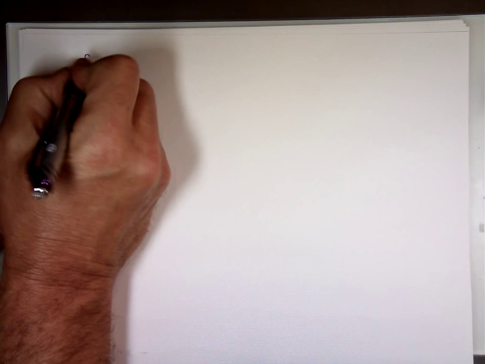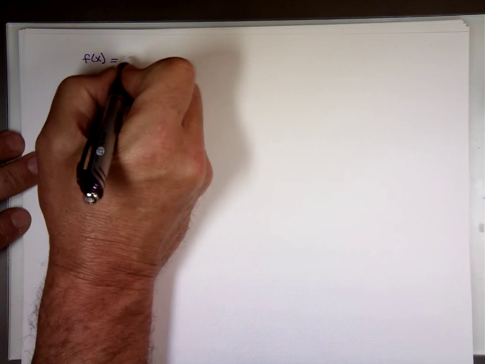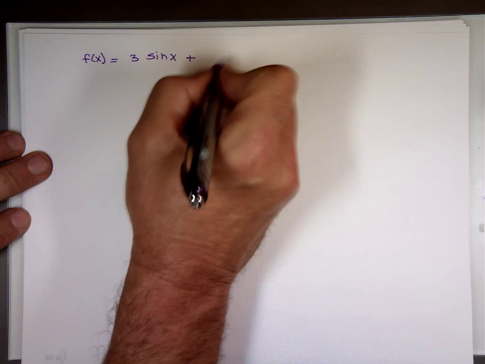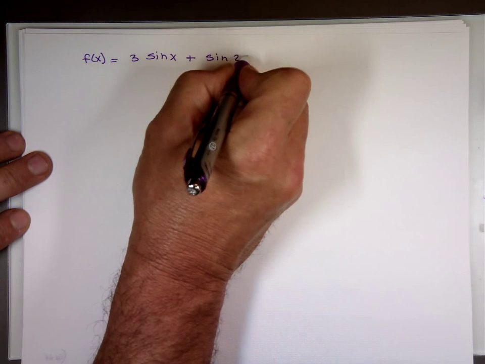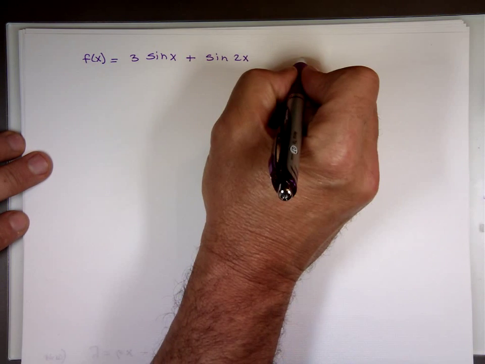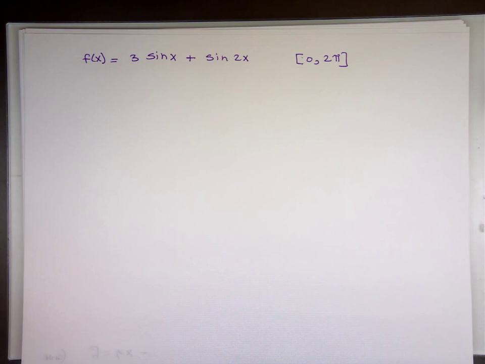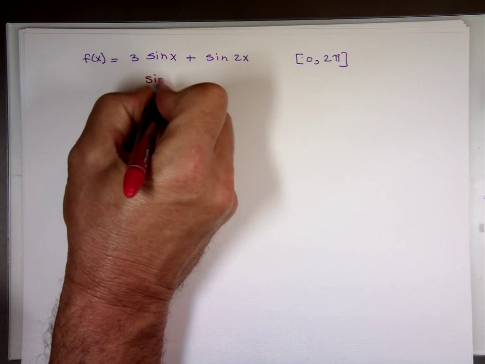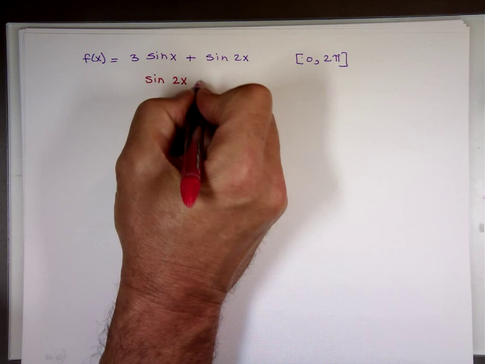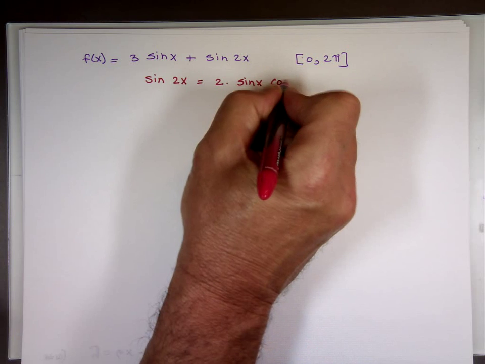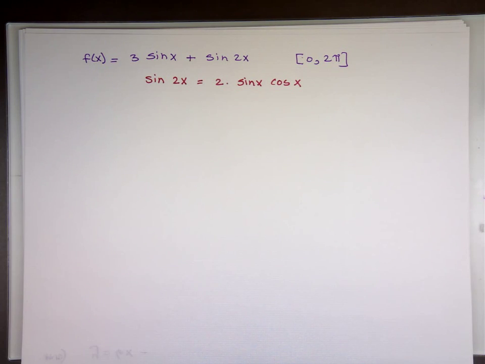F of x equals 3 sine of x plus sine 2x. You really have an option. You can take sine 2x right now. Eventually you're going to do it, either now or later. If you look on the board, one of my trig identities, number 15, says sine 2x can be written as what? 2 times sine of x times cosine of x. That's the double angle. So I'm either going to do it now or later. I'll wait till later.